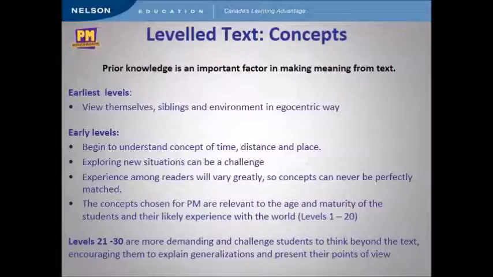So let's talk a little bit about the concepts that you're going to find within each of the texts. We do know that in addition to reading behaviors and reading strategies and reading skills, one of the factors that affects our ability to read a text is our prior knowledge. So the knowledge that we bring to make meaning for the text. So at the very beginning levels in the PM Benchmark Kit, you'll see that those books basically are texts that deal with the students looking at themselves, their siblings, and their immediate environment in an egocentric way. Because we do know that that's what students at that age level are really all about. It's very egocentric, about me, about my family, about where I am locally.